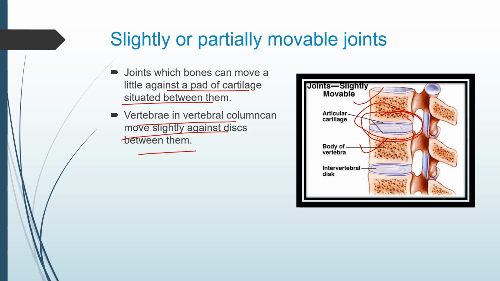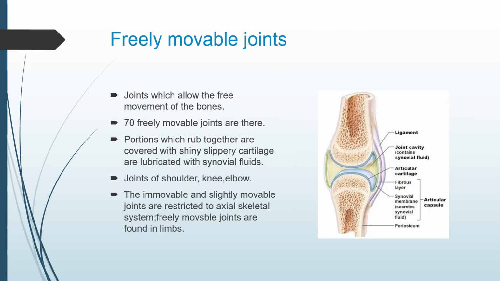Now comes the third part. In the last part, we are going to discuss the freely movable joints. What we can say regarding these is that the joints which are moving freely are called the freely movable joints. There are mainly 70 freely movable joints in our body, which is quite a large number. Now how are they moving freely? They are rubbing against each other, and they are being joined by a very shiny slippery cartilage, and that cartilage is lubricated with what? With the synovial fluids.